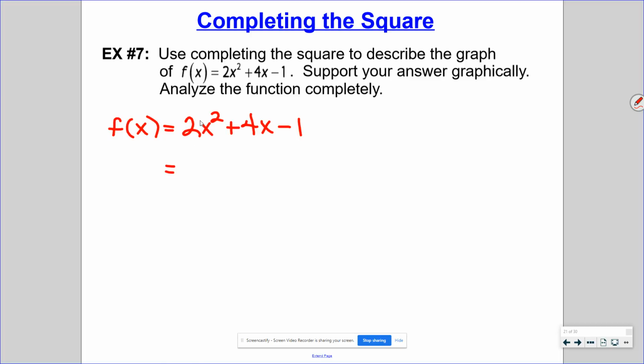I am going to start by getting rid of this 2, but again, because I don't have an equals 0, I cannot go through and divide everything by 2. I have to make sure that everything remains algebraically equivalent to this original function.